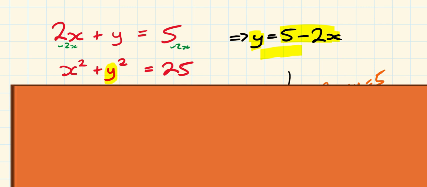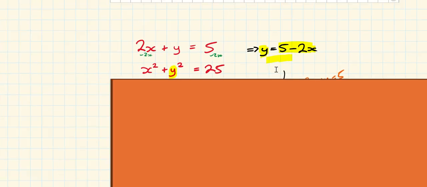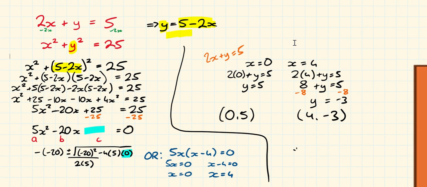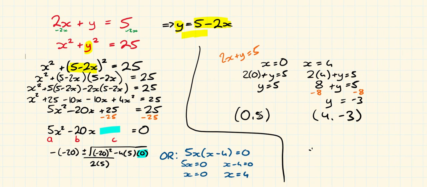On the first example, we got x on its own. In this case, we're getting y on its own. It doesn't make any difference, just whatever's the easiest. Okay, and then I will just put up the solution. You should have done it yourself, so pause it if you haven't. And here are your answers. Okay, so that's what you should have got. You should have got 0, 5, and 4, minus 3.